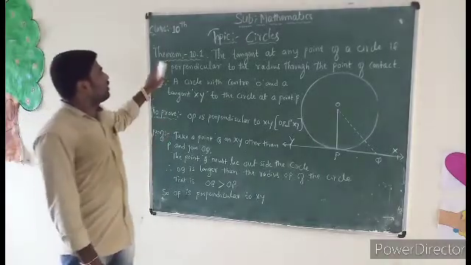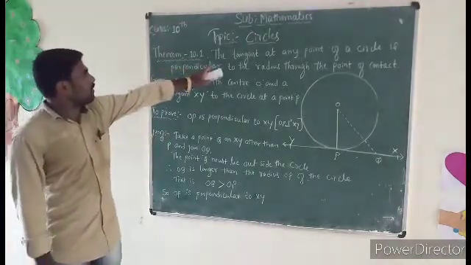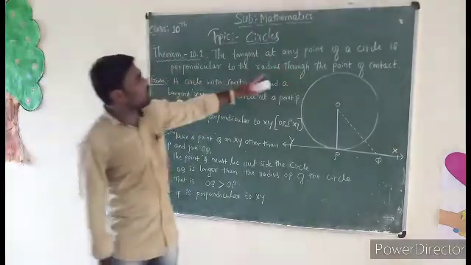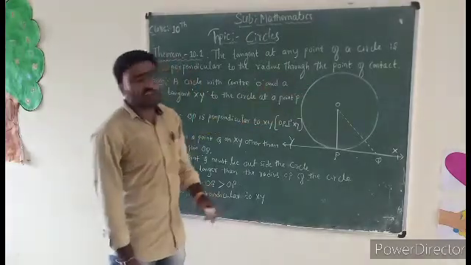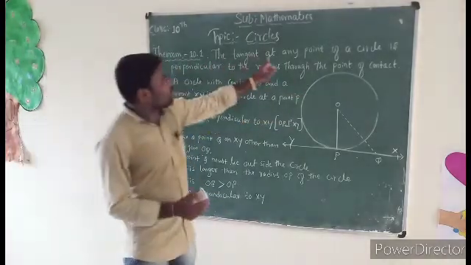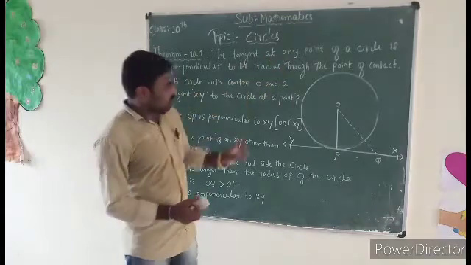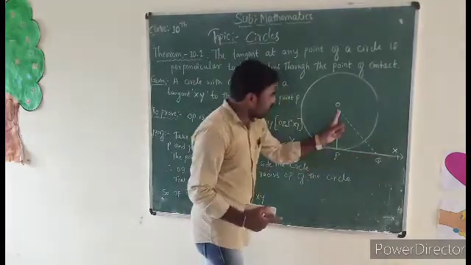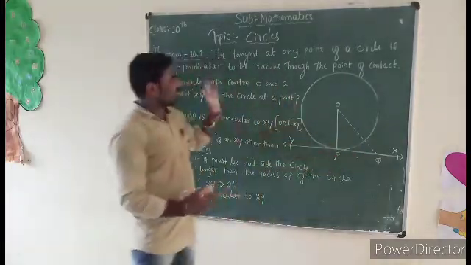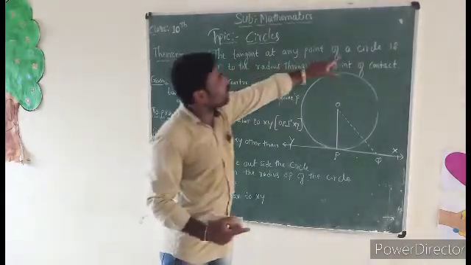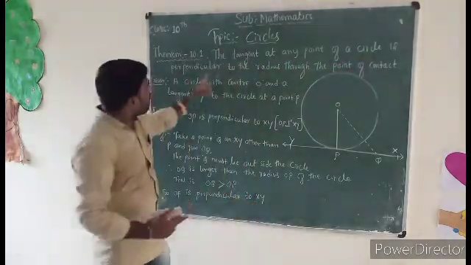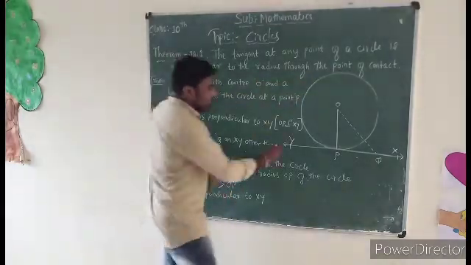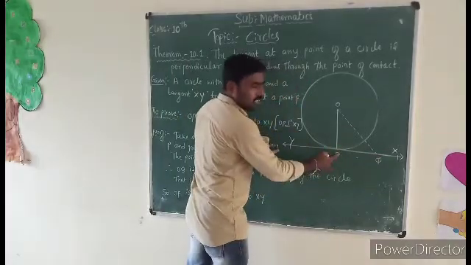So students, here there is a theorem. Theorem 10.1: The tangent at any point of a circle is perpendicular to the radius through the point of contact. See, this is the circle with center O and XY is the tangent. The point of contact is P. Our statement is that the tangent at any point of a circle is perpendicular to the radius through the point of contact. What we have to prove is: XY is the tangent and P is the point of contact.